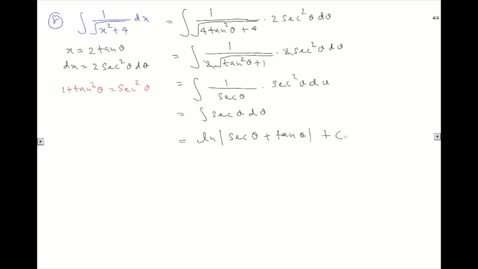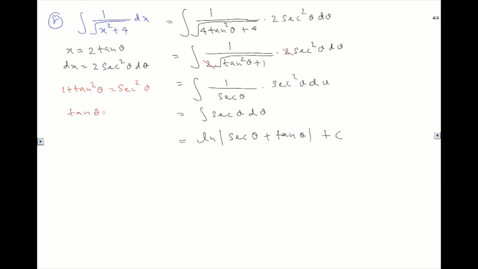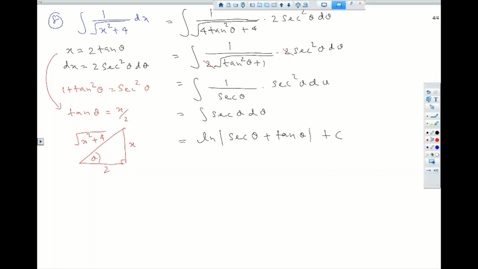plus c. Now you cannot leave your answer using theta, so what we can do is draw the corresponding triangle. If you look at the identity, it says that tan theta is equal to x over 2. That means we can draw the triangle. So if you draw the triangle, this is theta, and you get x over 2, so that means this is going to be the square root of x squared plus 4 by the Pythagorean identity. So we can find all the ratios we need now.